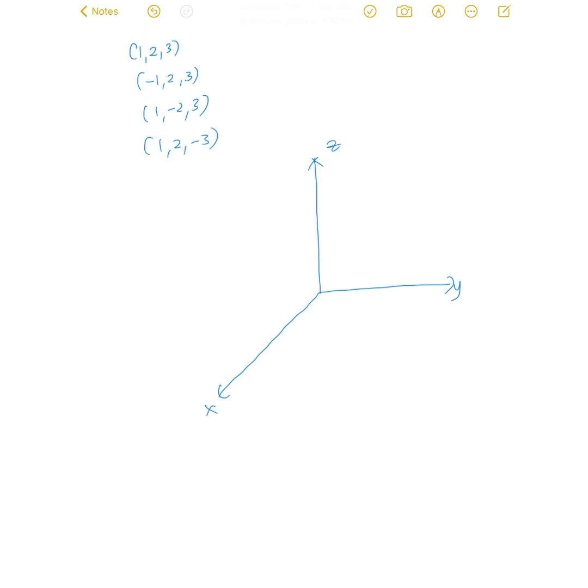The first one, let's say this is 1, this is 2, this is 3. Remember we are trying to plot a point. So the point on the z-axis, you draw a line parallel to the y-axis, and the point on the y-axis, you draw a line parallel to the x-axis. So this is the base. And then you bring it up until z equals 3. So this will be (1, 2, 3).